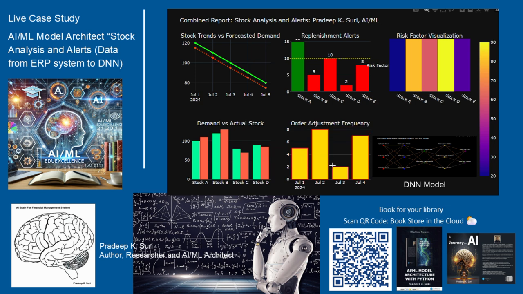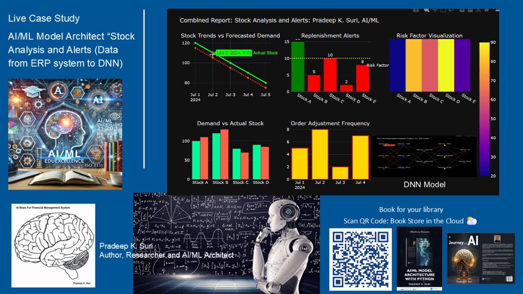Section 4, Demand versus Actual Stock. Bar chart: this chart compares the forecasted demand and actual stock levels for each stock. Observations: stock A has the highest demand and the lowest actual stock, mirroring the findings from the first chart. Stock B, C, D, and E have varying levels of demand and stock, with stock B having the most balanced situation.